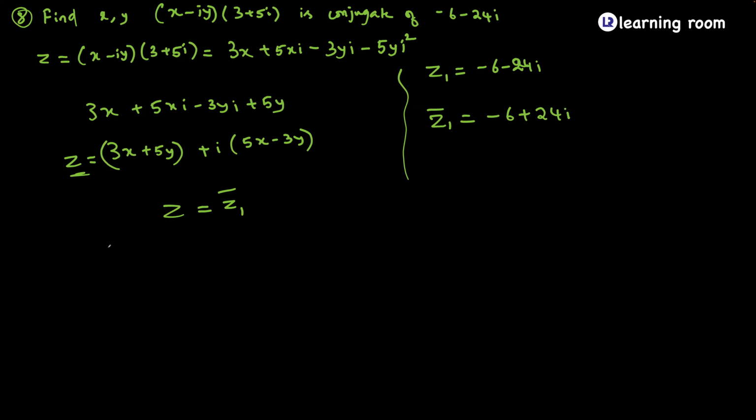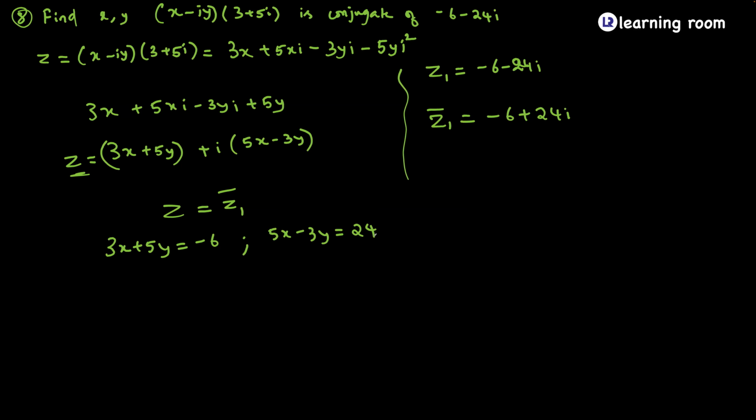So what is z? Comparing the real parts, 3x plus 5y should be equal to minus 6. Similarly, 5x minus 3y should be equal to 24. Am I right? Now, if you observe, these are linear equations in two variables. We can use any of the methods and solve it. So we'll use the elimination method. I'll multiply the first equation with 5, the second equation with 3, eliminate x, find y, and substitute it back.